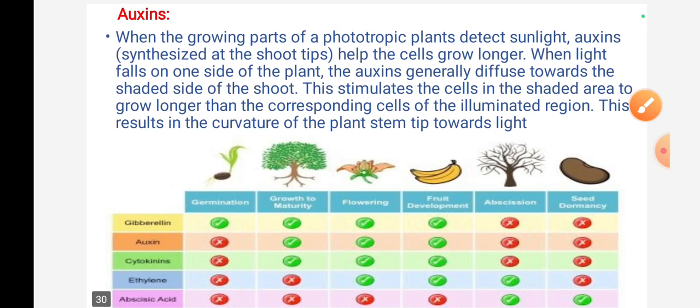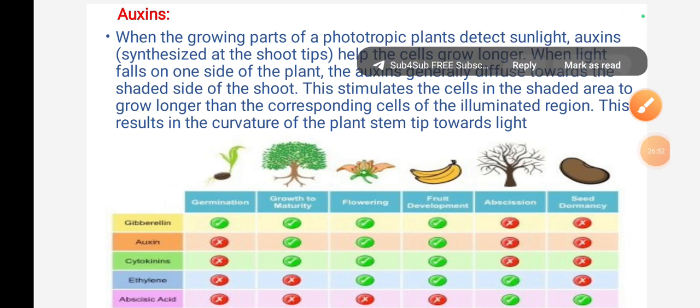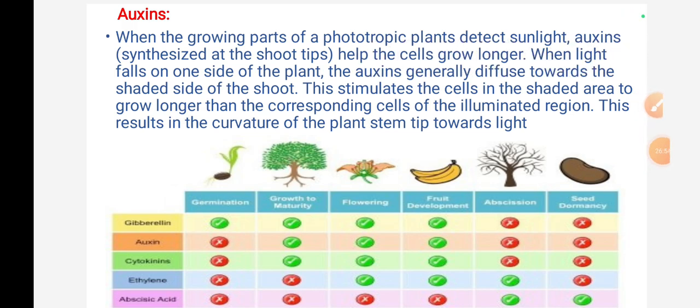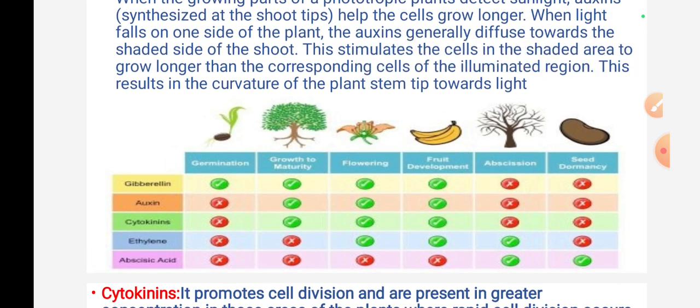Then auxin: when the growing parts of phototropic plants detect sunlight, auxin synthesized at the shoot tips helps the cells to grow longer. When light falls on one side of the plant, the auxins generally diffuse towards the shaded side of the shoot. This stimulates the cells in the shaded area to grow longer than the corresponding cells of the illuminated region. This results in the curvature of the plant stem tip towards the light.